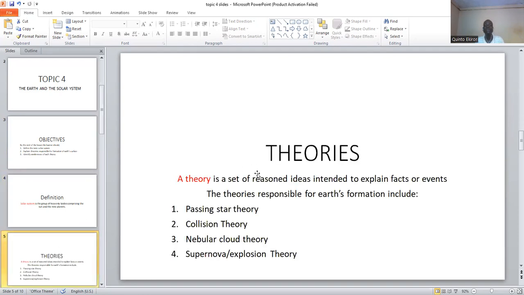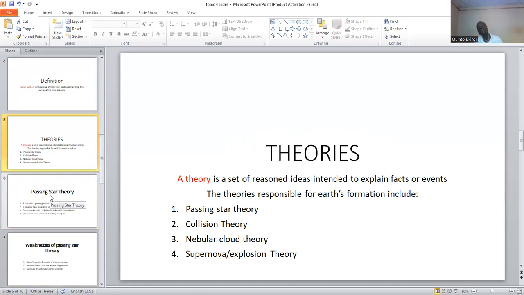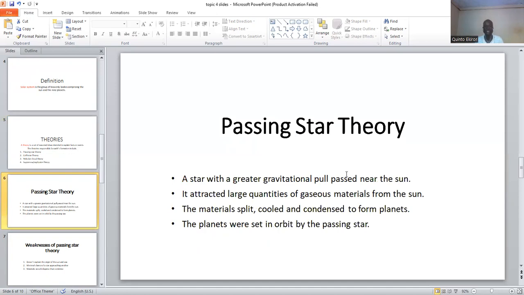Let's now see theories. What is a theory? A theory is a set of reasoned ideas intended to explain facts or events. The theories responsible for Earth's formation include, number 1 is passing star theory, number 2 is collision theory, number 3 is nebula cloud theory, number 4 is supernova or explosion theory. Let's now start looking one after the other. Let's start by passing star theory.